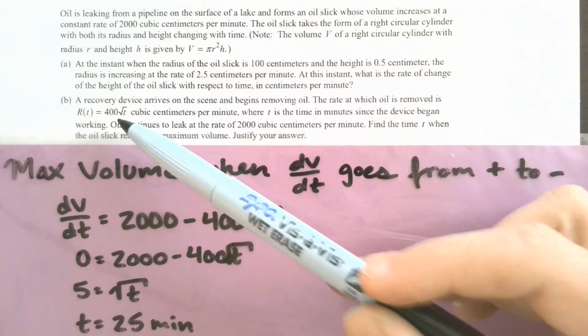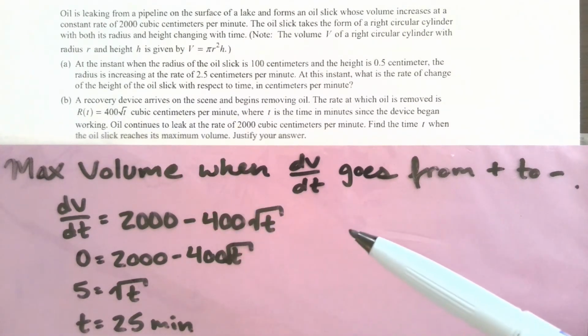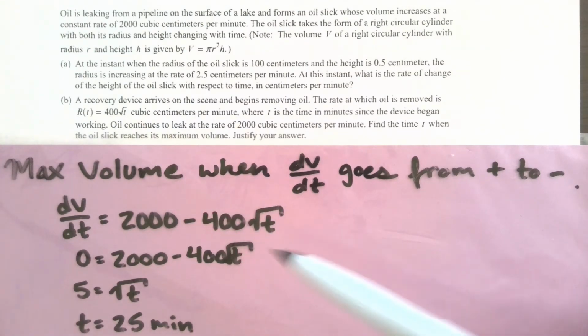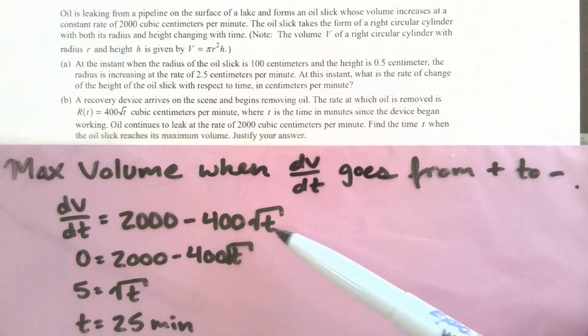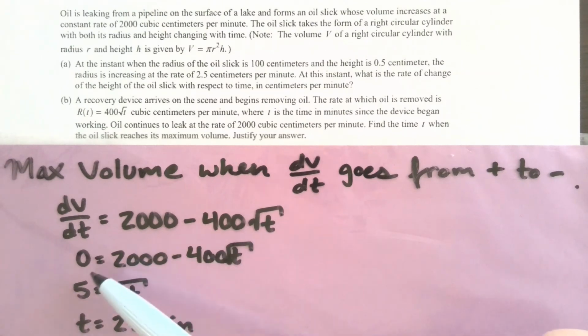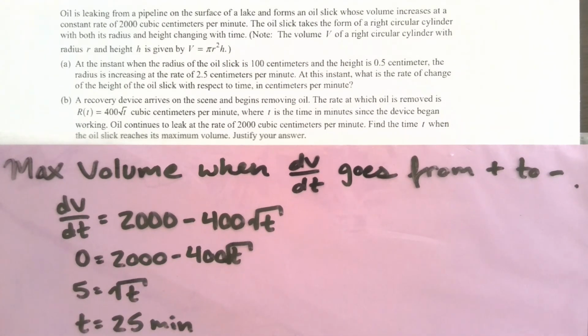You do have to be careful here. If they didn't give us a rate and they just gave us the equation for the amount that's being taken out, then we would go ahead and take the derivative so that we would have the rate. But from here, we're setting it equal to 0 because it does have to change from positive to negative at a 0. Subtracting my 2,000 over, but then dividing by negative 400 gets us 5. And squaring tells us 25 minutes.